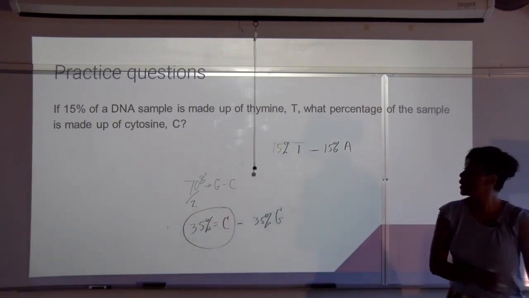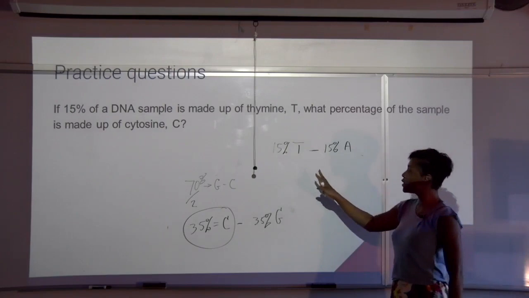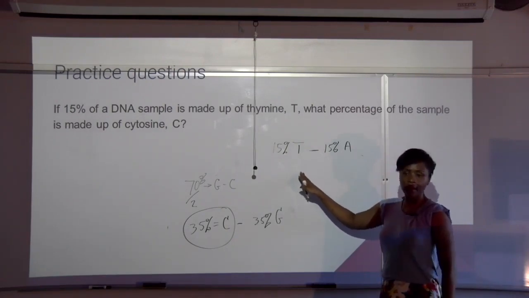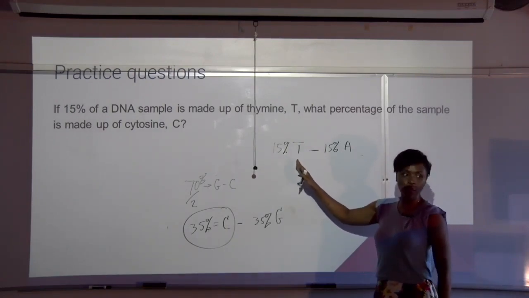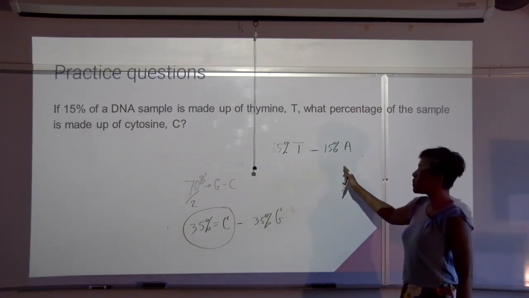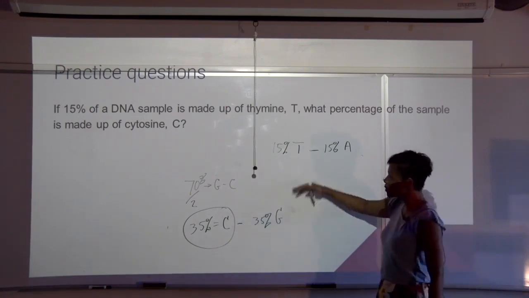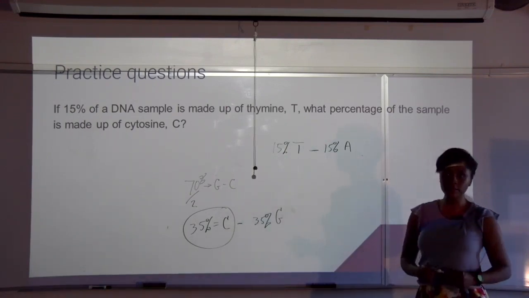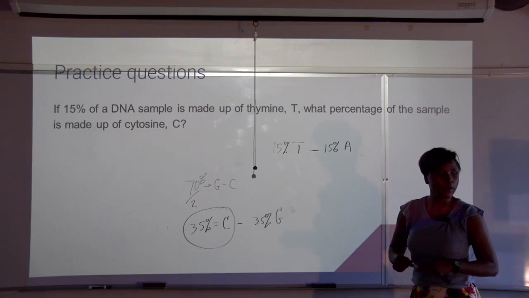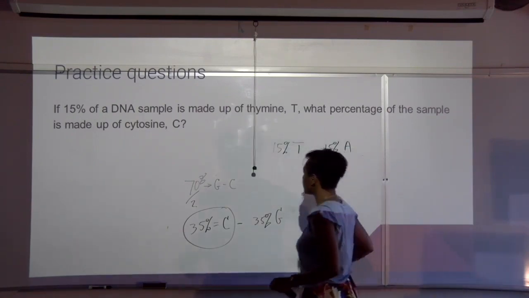So the correct answer: what percentage of the sample would be made up of C? 35%, right? So this is an example of understanding base pairing. Whatever the percentage is for T or A, the complementary base would be the same amount. And from the remainder of that, you could determine the rest of the bases. All right, so make any corrections if need be.